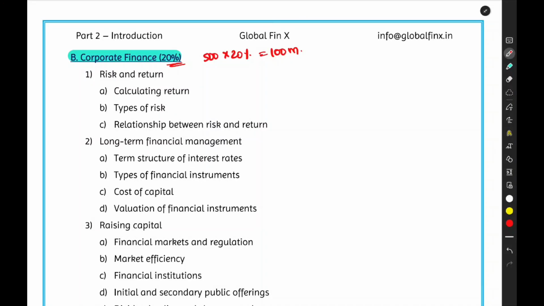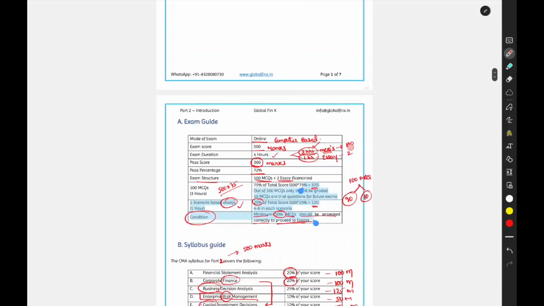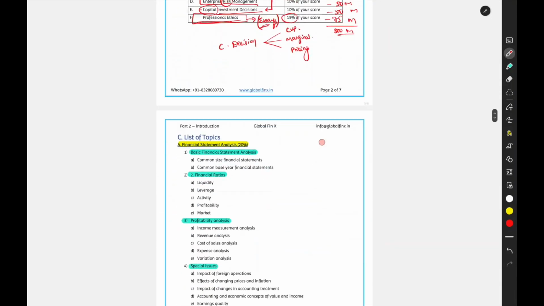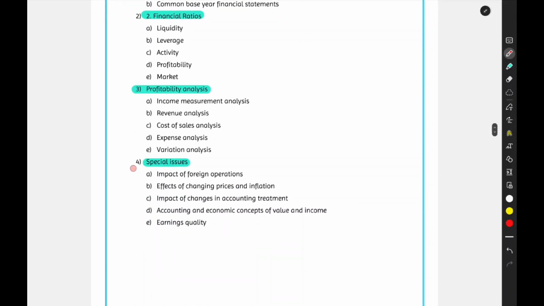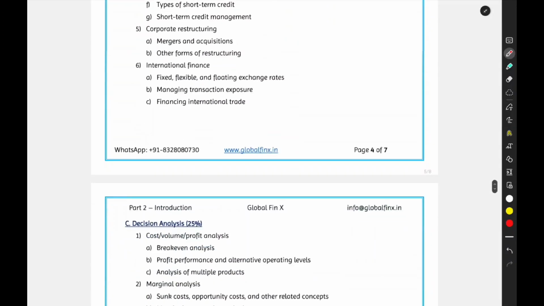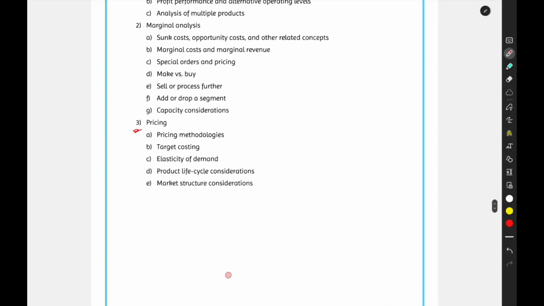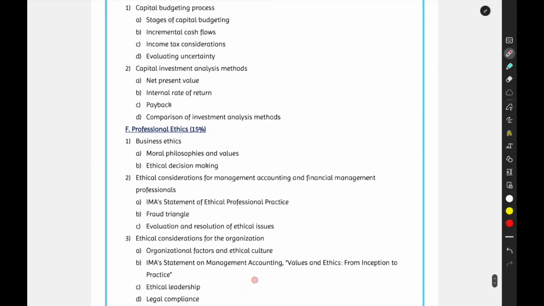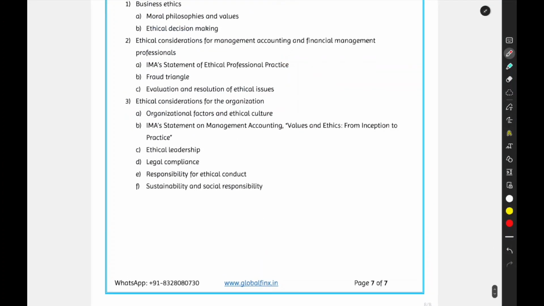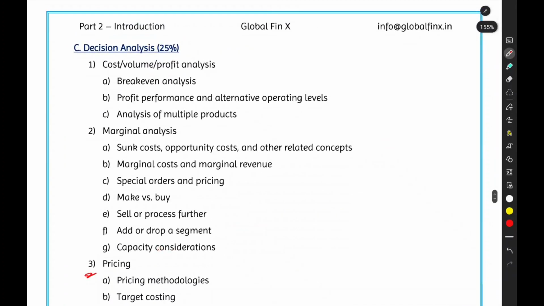Just for a quick comparison, if I look at the Part 2 index, Section A has 4 units, Section B has 6 units, Section C has only 3 units, Section D just 1 unit, risk management, Section E has 2 units, and Section F 3 units. So you can see that Section B is the most voluminous section amongst all the Part 2 sections.